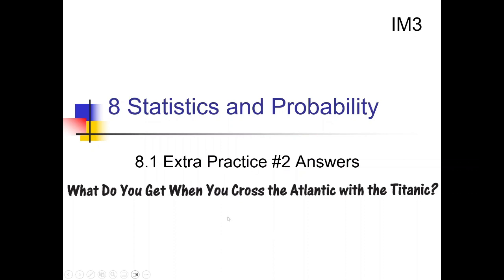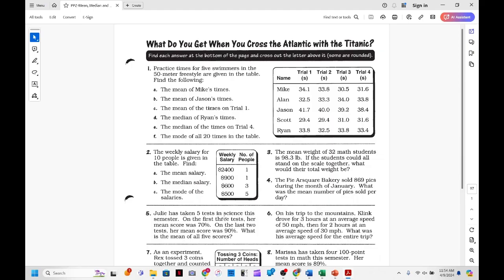And for this one, we're trying to solve a puzzle. Let's take a look at that. So here's the puzzle we're trying to solve for this extra practice. We're trying to solve the riddle, what do you get when you cross the Atlantic with the Titanic?